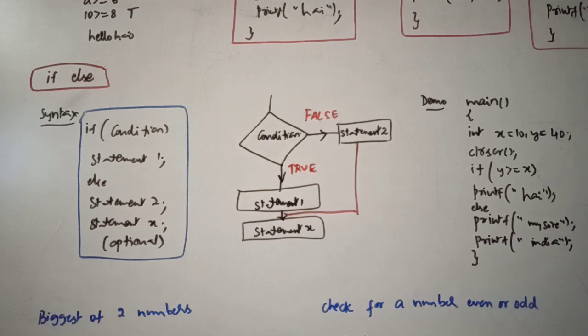Look at the small demo program there. int x = 10, y = 40. What is the condition? y greater than or equal to x. Is 40 greater than or equal to 10? Yes, true. So you get hi and India. printf hi is statement 1, printf Mysore is statement 2, and printf India is statement x as per the syntax. So the one before else is always true and the one after else is always false.